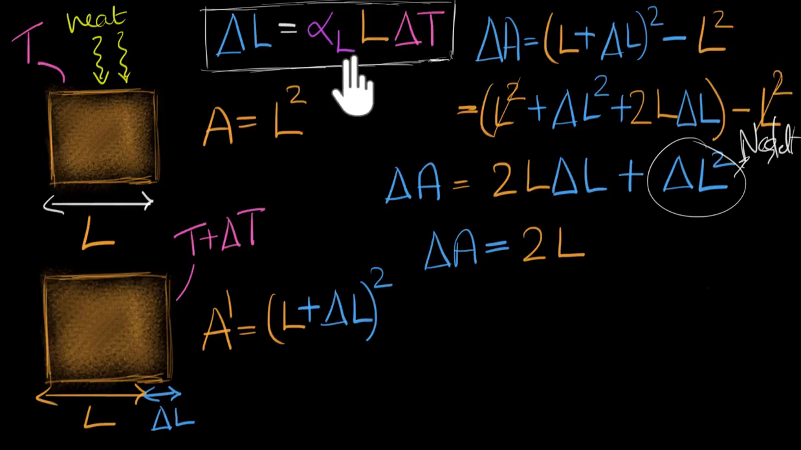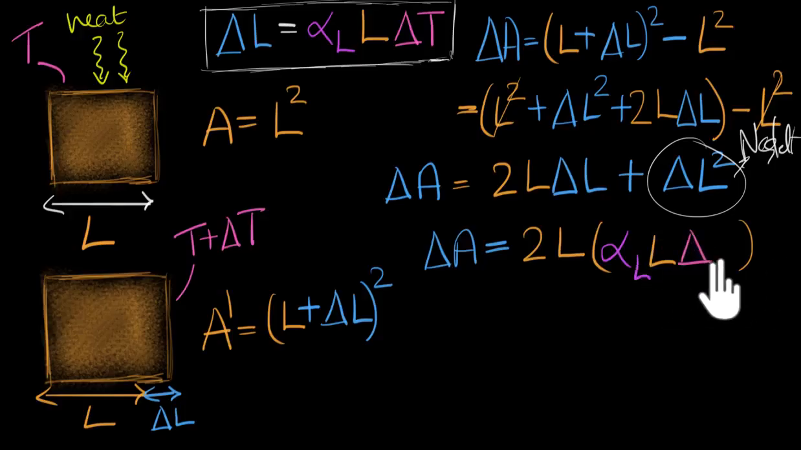And you might be wondering, well, isn't this only applicable for wires and rods? No, it's applicable for any object. 2D, 3D, any kind of object. Even over here, we can apply this. So we could just say, well, we already know how to calculate delta L. Delta L would be alpha L times L times delta T. Oh, this is getting interesting. Now let's see what we end up with.